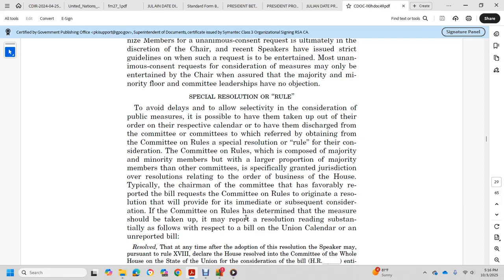The committee is specifically granted jurisdiction over resolutions setting the order of business of the House. The typical chairman of the committee favorable to the report of the bill requests that the Committee on Rules originate a resolution providing immediate and subsequent consideration, if the Committee on Rules has determined the measure should be taken up as a main report. The resolution may provide for reading of the bill for the Union calendar and unreported bills.